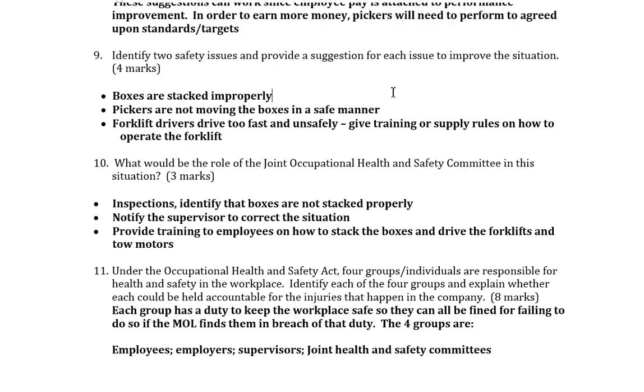And some of the things you could suggest here is to show them how to stack the boxes properly, maybe with a video. You could even use a video here or some demonstration, show and tell on how the pickers should be moving the boxes. And then for forklift drivers, maybe make sure that they have a training course or supply rules on how to operate a forklift and what the maximum speed is they can go if they're driving it on company premises.